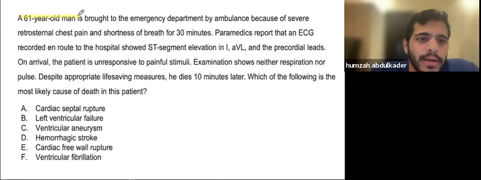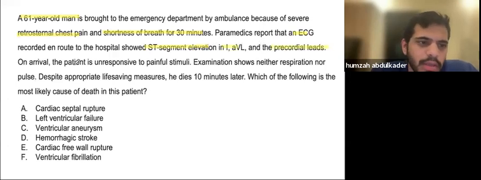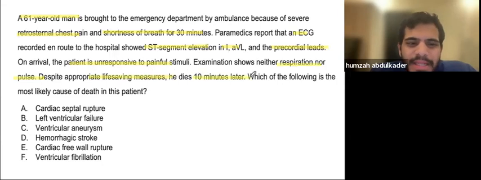A 61-year-old man is brought to the emergency department by ambulance because of severe retrosternal chest pain and shortness of breath for 30 minutes. Paramedics report that ECG recorded en route to the hospital showed ST elevation in I and aVL in the precordial leads. On arrival, the patient is unresponsive to painful stimuli. Examination shows neither respiration nor pulse. Despite appropriate life-saving measures, he dies 10 minutes later. Which of the following is the most likely cause of death?